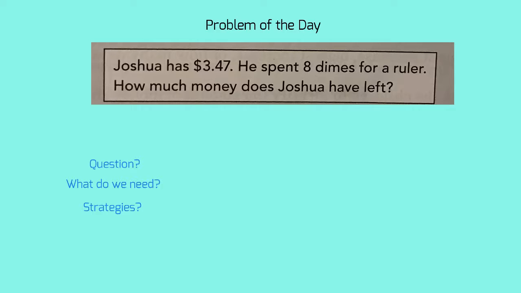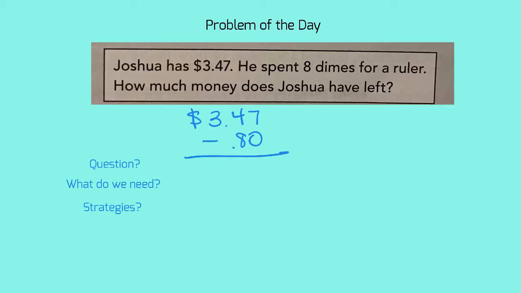We know that Joshua has $3.47. He spent 8 dimes. 8 dimes equals how much money? Get ready. Yes, 80 cents. So we're going to subtract 80 cents from $3.47 to see how much money Joshua has left.